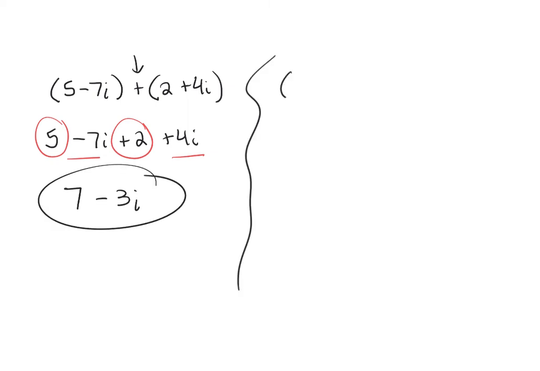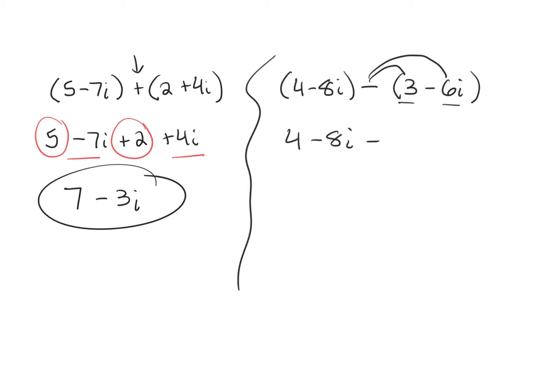All right, here's another example. 4 minus 8i. This time, let's subtract 3 minus 6i. So when you're subtracting, what you need to do is distribute that negative, so you're subtracting both. So 4 minus 8i minus 3, and then this turns into plus 6i, and now you can combine. So combine your real parts, combine your imaginary parts. So 4 minus 3 is 1. Negative 8i plus 6i is minus 2i.